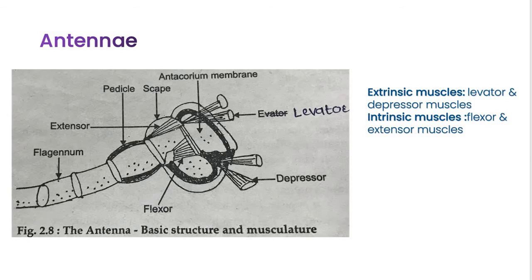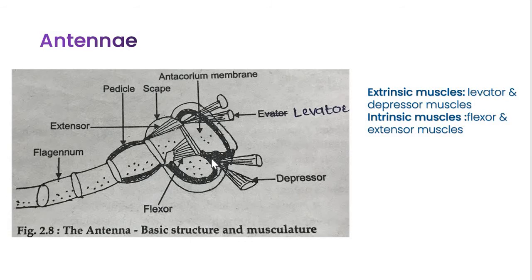Here, each antennal socket is provided with the external antennal sclerite with the antennal suture, and with the internal broad membrane, that is, the antacorium. Here you can see this broad membrane. The antennal socket is provided with the broad membrane, which is nothing but the antacorial membrane.